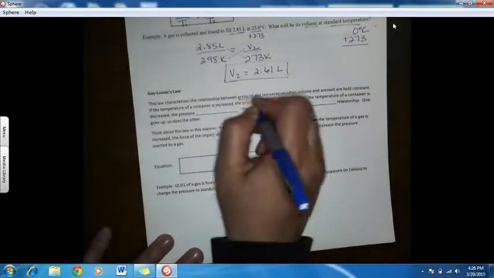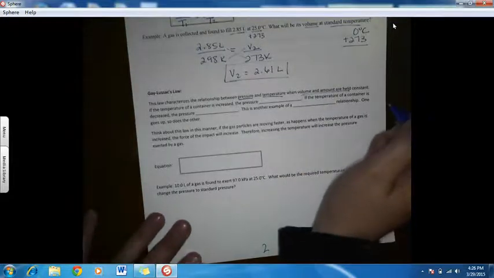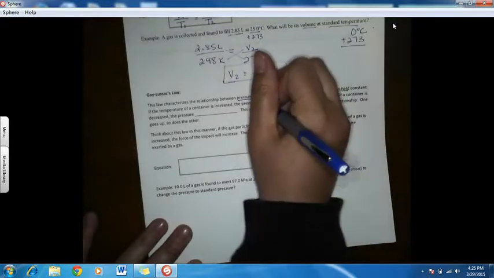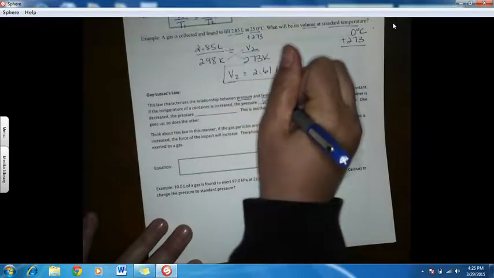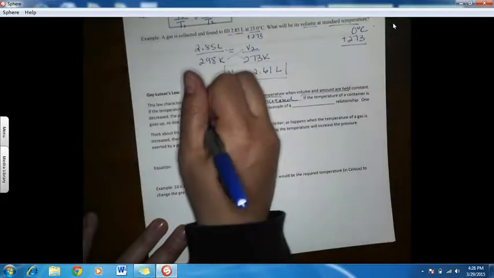Okay. So our next basic gas law is Gay-Lussac's law. And Gay-Lussac's law is the relationship between pressure and temperature when the volume and the amount of gas are held constant. So if the temperature of a container is increased, then the pressure is also increased. And if the temperature of the container is decreased, the pressure decreases.